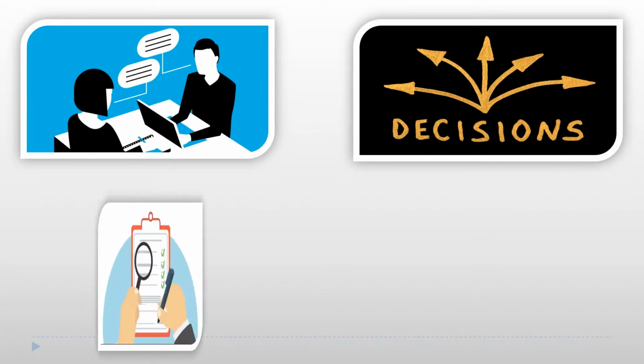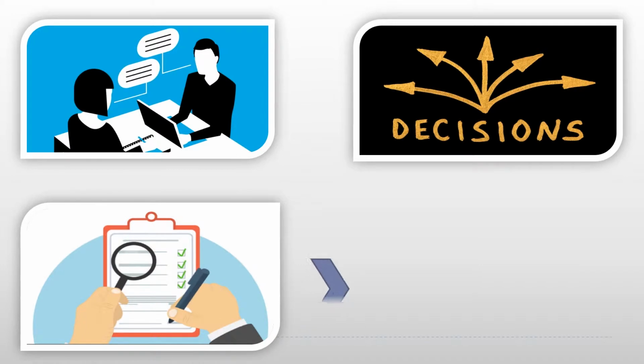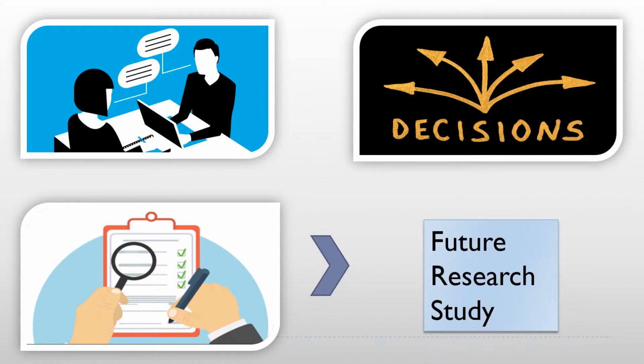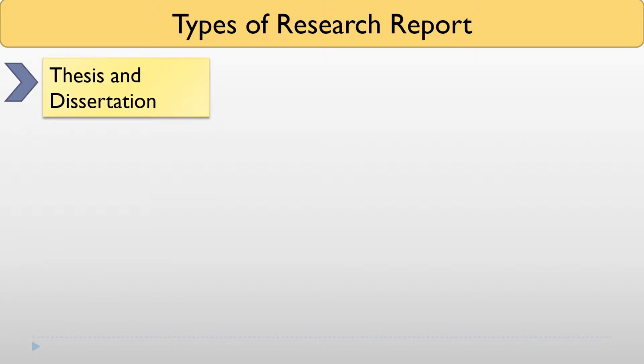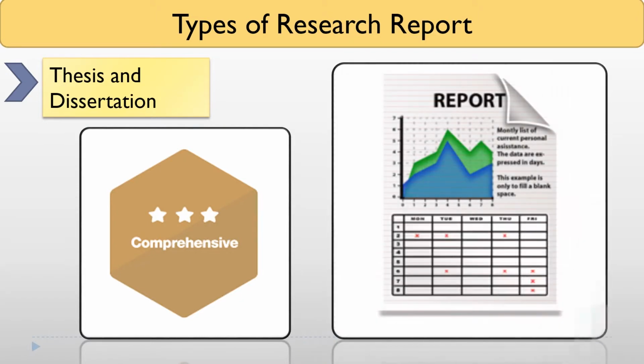Further, the findings of one research study can become the basis of future studies to be conducted in the same field. There are four types of research reports. The first one is thesis and dissertation. This type of research report is comprehensive and lengthy, and it is written according to institutional guidelines.